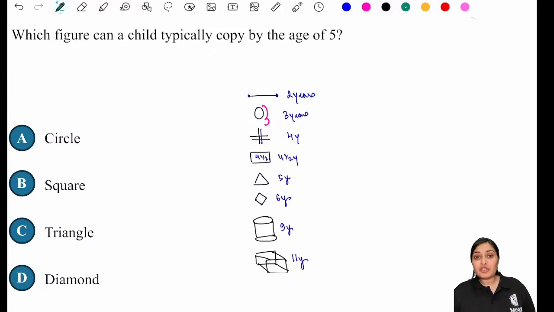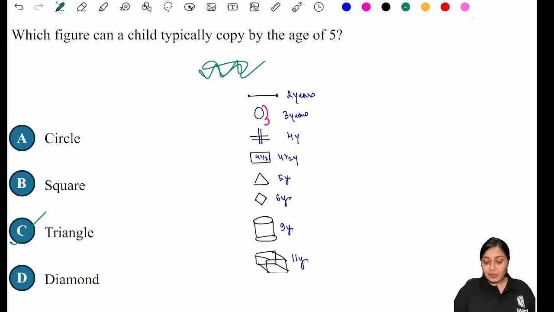Which figure a child can typically copy by the age of 5? Is it a circle, square, triangle, or diamond? At 5 years of age, the child can make a triangle. So let's remember these scribbling and making diagrams. So firstly, scribbling. This comes at 15 months of age. Then the child can make a straight line. This comes at 2 years of age. Remember, line has 2 points, so 2 years of age.